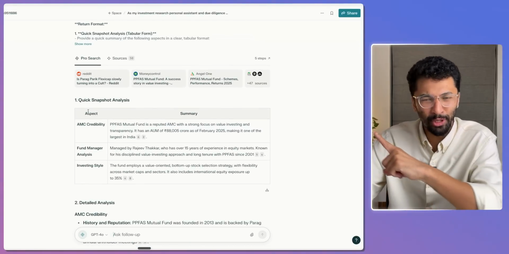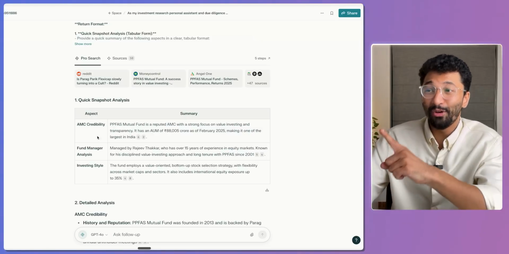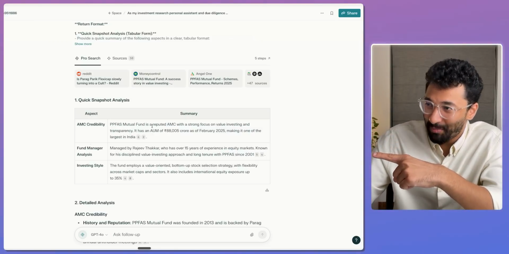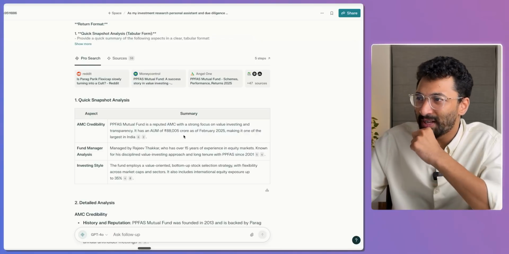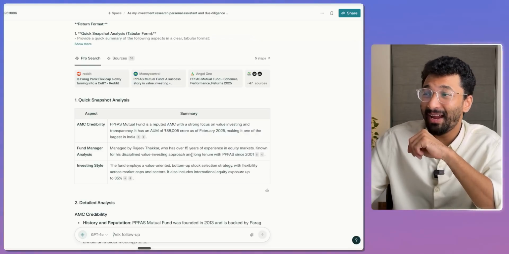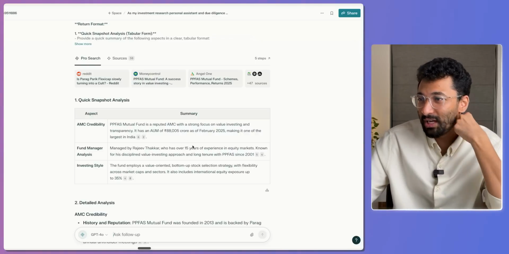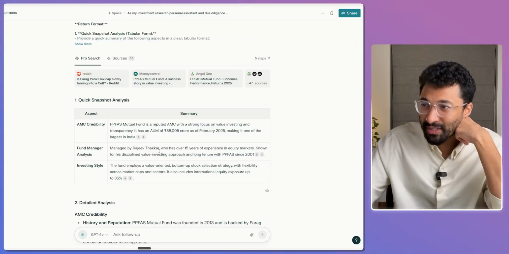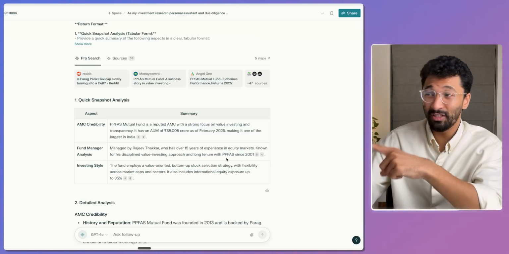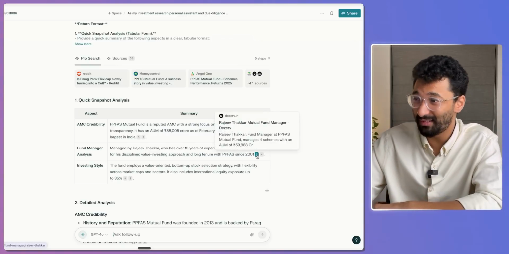So, a very quick snapshot analysis. This is what I'd asked it to provide. So there you go, right? AMC credibility. It's a reputed AMC. AMC stands for Asset Management Company. It has an AUM of 88,000 crores, right? As of February 2025. The main fund manager is Rajiv Thakkar. He's been with Parag Parikh since 2001.